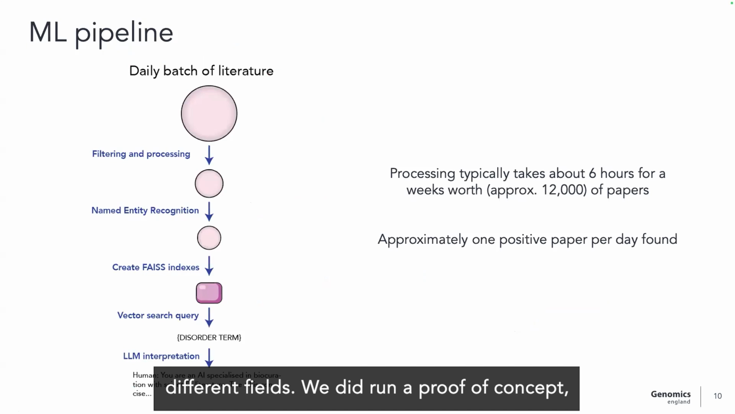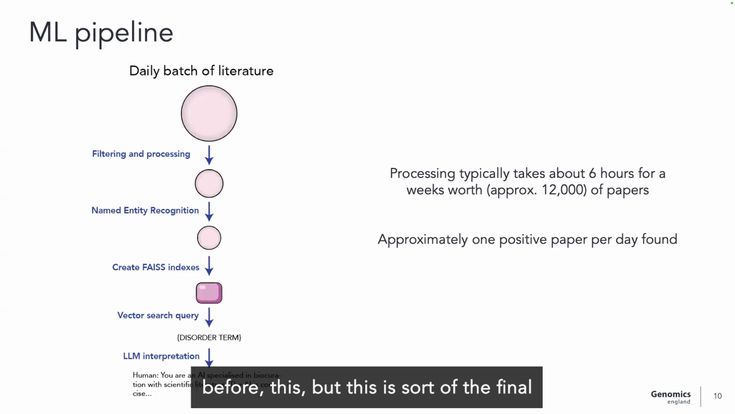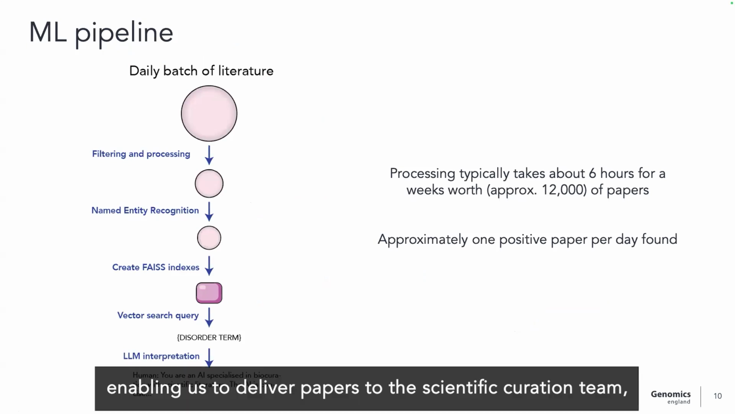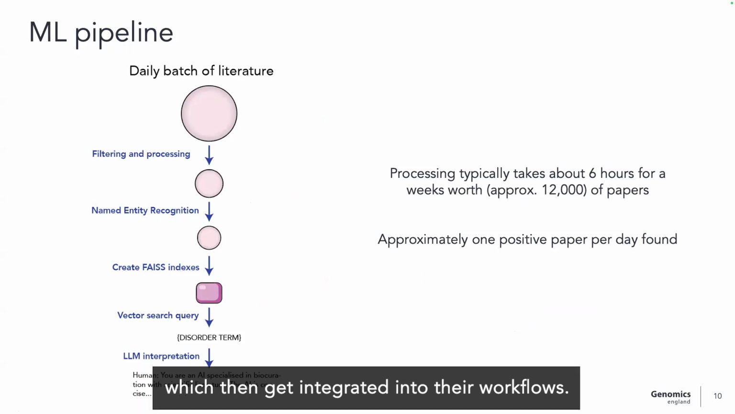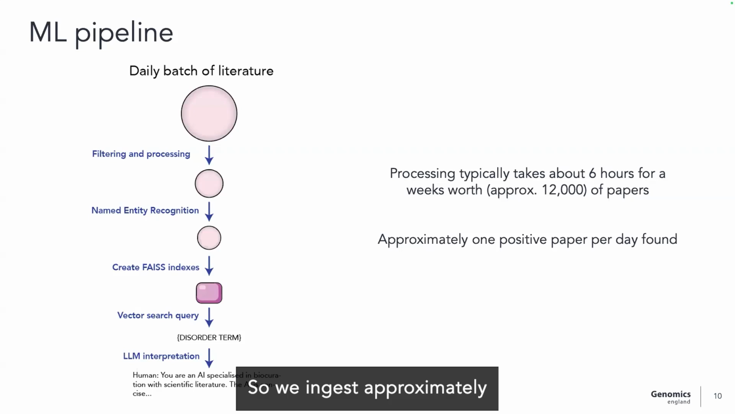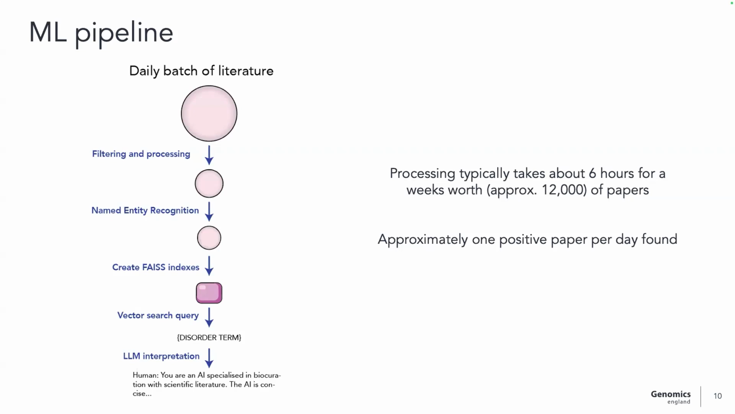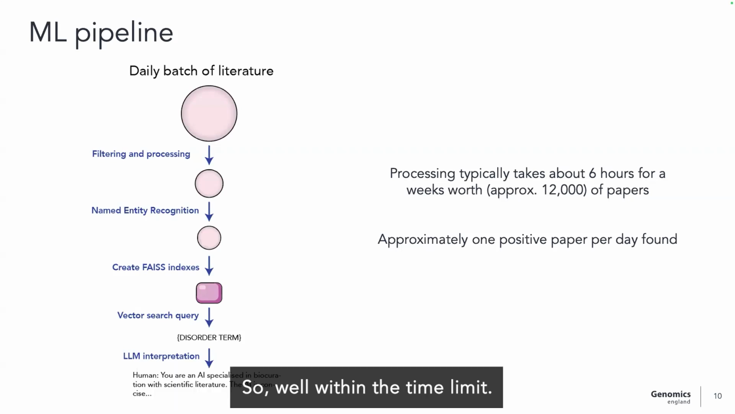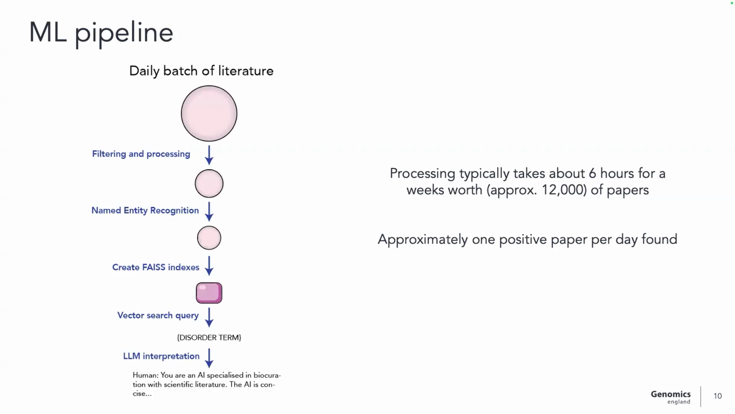We did run a proof of concept before this, but this is the final scaled up pipeline that we are running in a production setting, enabling us to deliver papers to the scientific curation team, which then get integrated into their workflows. We ingest approximately 12,000 papers a week, and if we were to run the pipeline continuously on that, it would take about 6 hours to process. So well within the time limit.